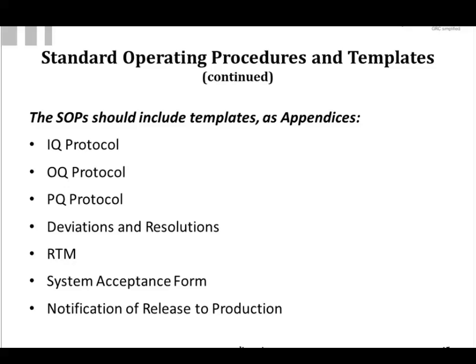You want to have a template for your deviations or discrepancies and resolutions log, one for your requirements traceability matrix, your RTM, one for your system acceptance form, your notification of release form. All of these should be templates that can be reused across all of your systems and would apply fairly uniformly. And that gives the FDA a level of comfort that you are taking a very consistent approach to your testing.